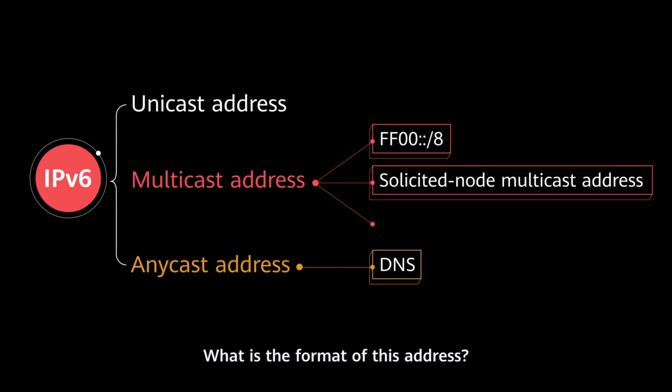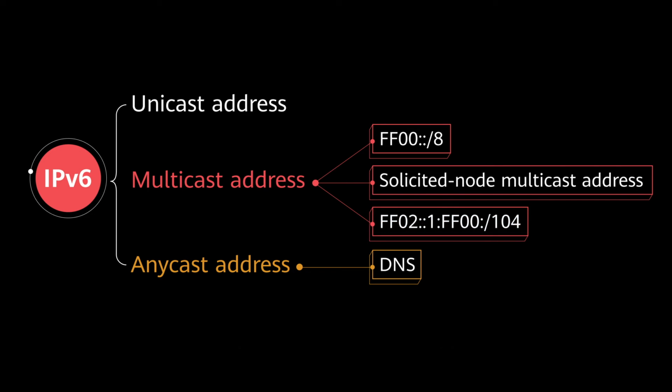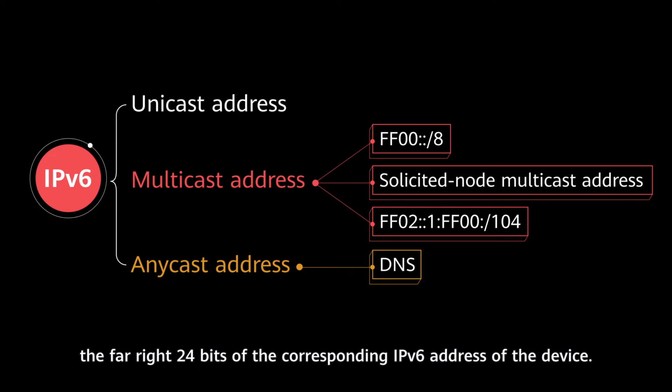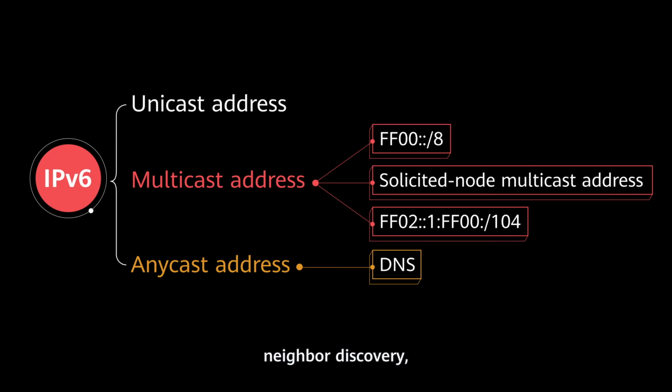What is the format of this address? A solicited node multicast address has a fixed 104-bit prefix, like this. The subsequent 24 bits are copied from the far right 24 bits of the corresponding IPv6 address of the device. This type of address is mainly used for address resolution, neighbor discovery, and duplicate address detection.